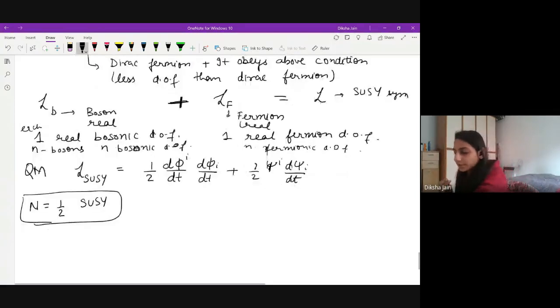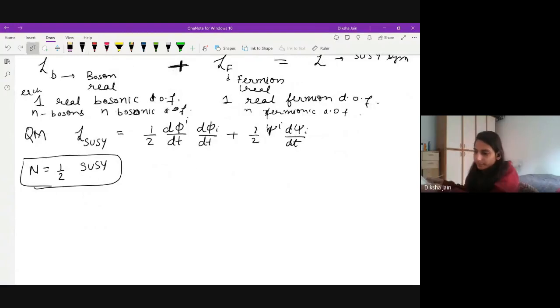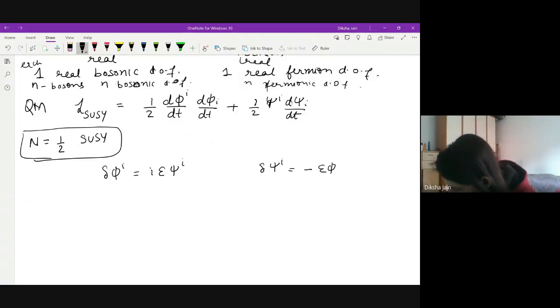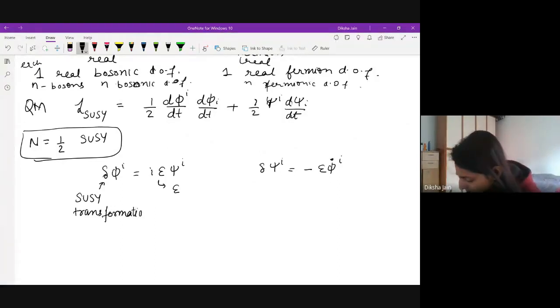So what are the supersymmetry transformations now? You can check that this system is invariant under the following transformations: δφ_I is equal to i times ε ψ_I, and δψ_I is minus ε φ̇_I. Here δ is the SUSY transformation. Since supersymmetry is a fermionic symmetry, this ε is a Grassmann parameter.